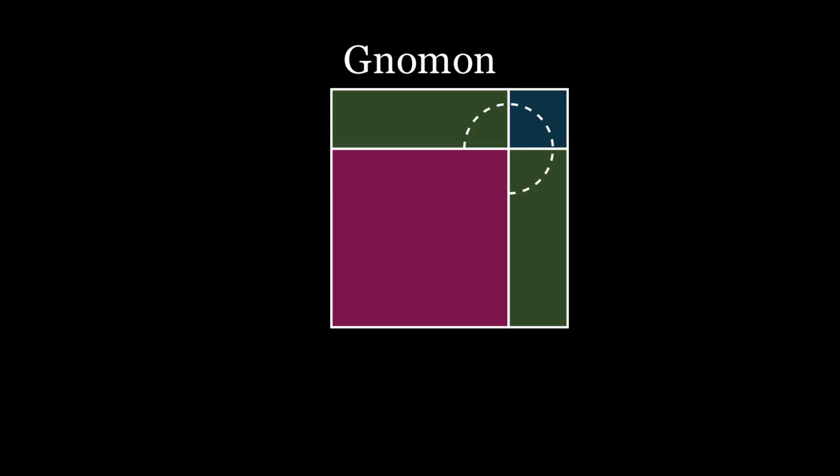Now a gnomon is a carpenter's square. It's the L-shaped tool that's used to get right angles really nicely. Notice that these three areas look like an L, so it looks like a carpenter's square, so we call it a gnomon.